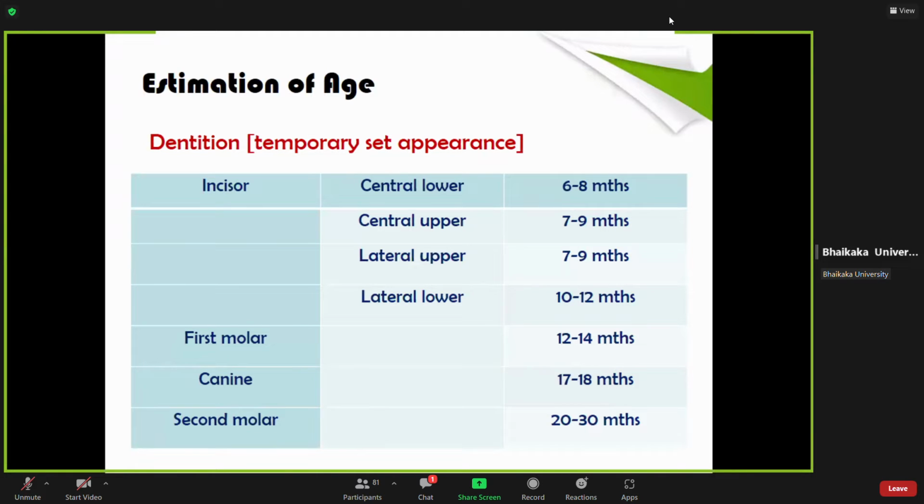The appearance of the temporary teeth: first the central lower incisor appears at 6 to 8 months, then the central upper at 7 to 9 months, then the lateral upper at 7 to 9 months and the lateral lower at 10 to 12 months. These are the incisors. Then the first molar at 12 to 14 months, canine at 17 to 18 months, and second molar at 20 to 30 months. ये टेबल बुक में दिया हुआ है, देख लेना.